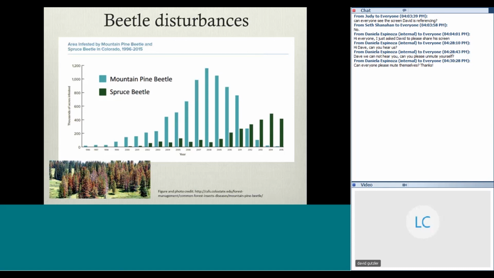Well, bark beetles have really impacted forests in Colorado, and this plot shows the timing of the mountain pine beetle and of the spruce beetle in Colorado forests. And so the mountain pine beetle peaked in around the late 2000s, but the spruce beetle has continued to impact forests in Colorado, and this plot indicates that it peaked in about 2004.